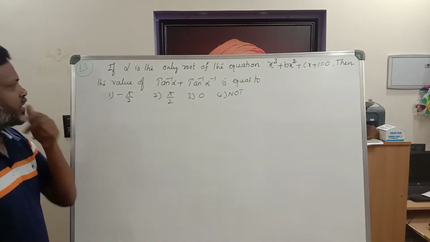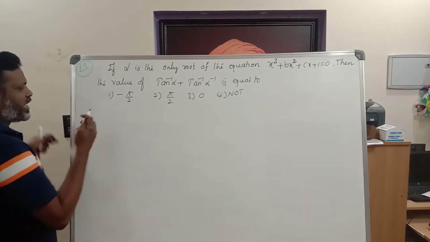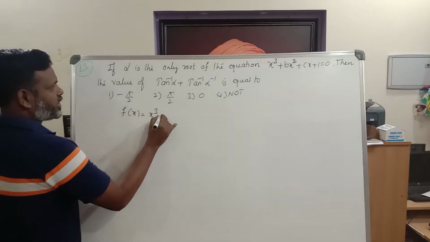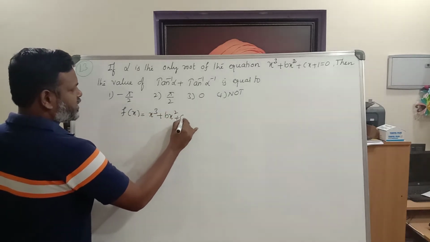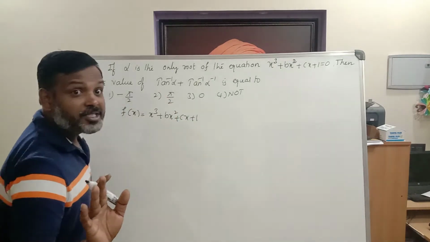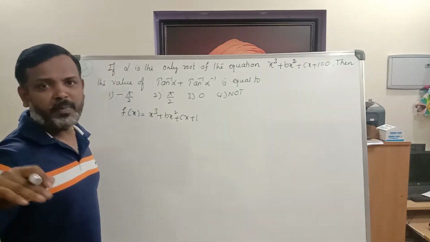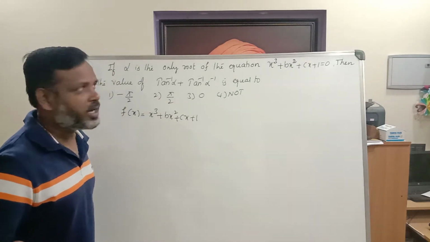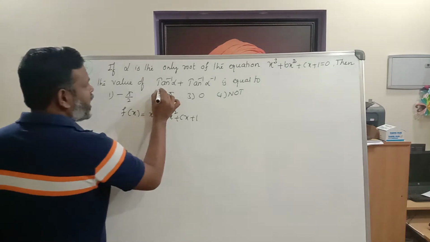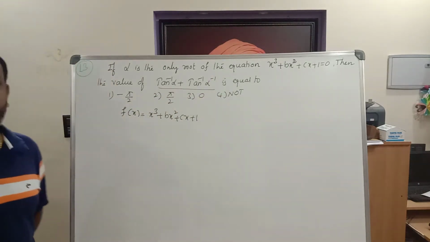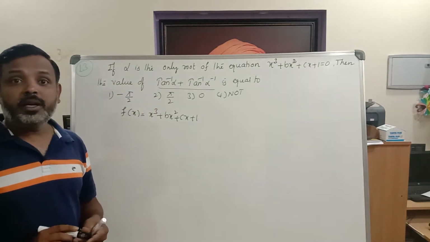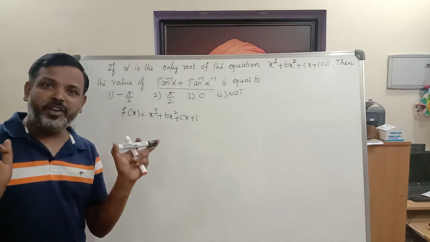So, the given expression can be taken as f of x is equal to x cube plus bx square plus cx plus 1. Now for this equation alpha is the only solution. It may be repeated. When there is only one solution, this alpha is a repeated solution of this equation. Now the given expression is tan inverse alpha plus tan inverse alpha power minus 1. Here we have the root. Now tan inverse is defined between minus infinity and plus infinity.